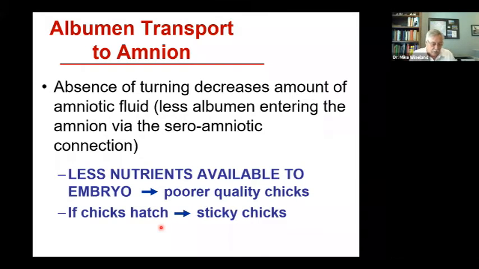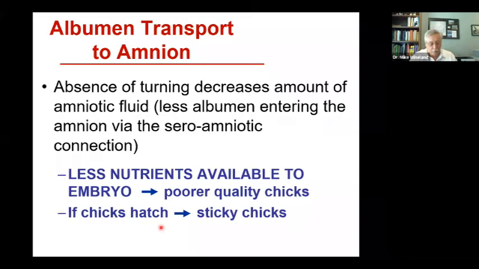Okay, a little bit about the albumin transport to the amnion. I told you earlier that the albumin sinks to the bottom because of the change in specific gravity when water moved from the albumin into the yolk. Well, then from about day 4 to about day 12, there's going to be a connection, and it's called the seroamniotic connection, that's going to develop. And it's going to link the albumin sac in the bottom of the egg to the amnion, which is the membrane that surrounds the embryo.